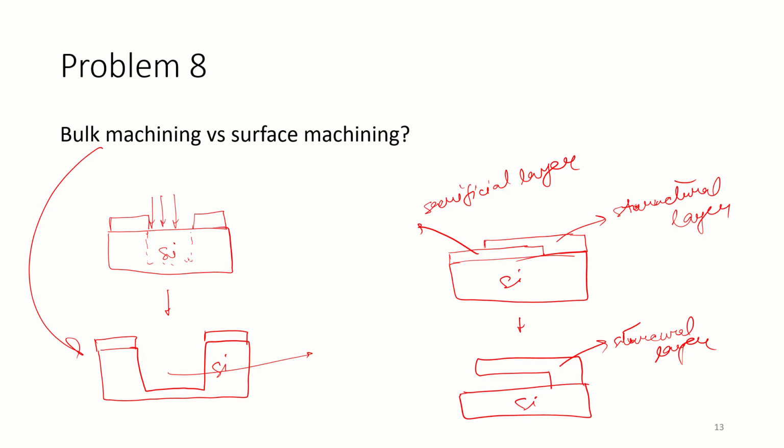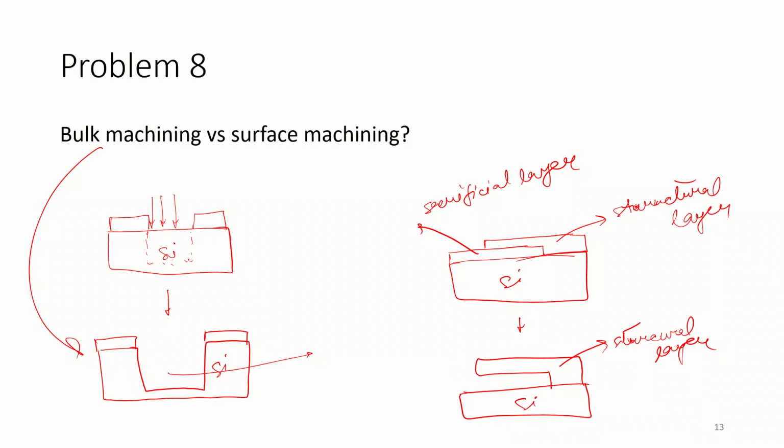So any machining that happens on the surface of the material is called surface machining. So here is another example of surface machining. Here we are removing a sacrificial layer from the surface of the silicon. In such conditions, we are not removing the bulk of the material. Therefore we are calling it a surface machining technique.